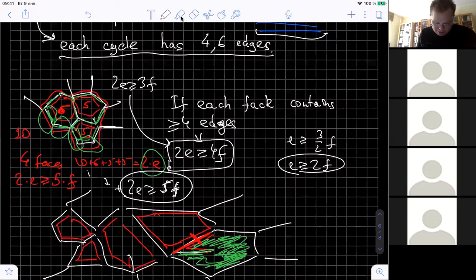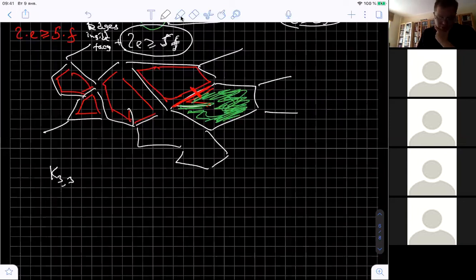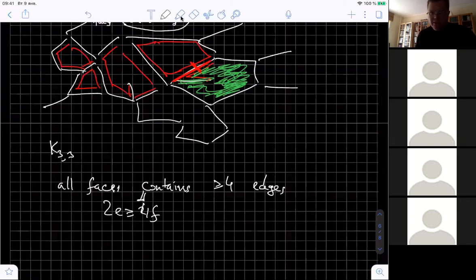But I can just add some edges inside faces. Okay. Therefore, for this graph, all faces contain no fewer than 4 edges. Then we can write a more strict inequality: 2e is equal to or greater than 4f.